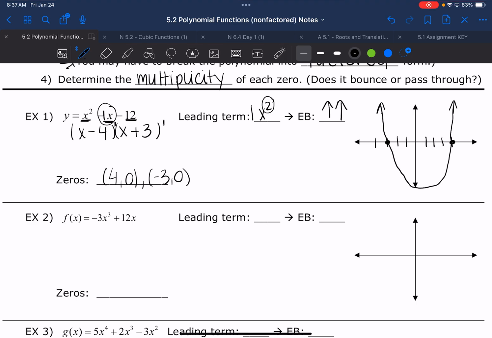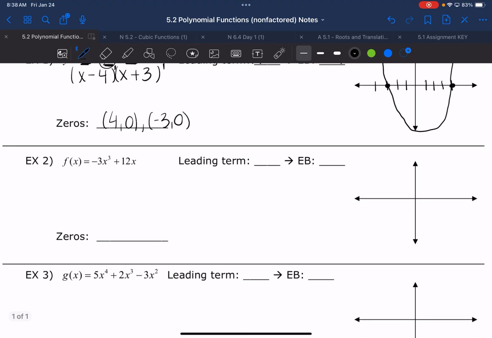Okay, so it looks like everybody was good with examples 2 and 3. Factoring by grouping has stumped a couple of us. So let's go ahead and go through them. Example number 2, what was our leading term there? Very good. Okay, and because we had an odd exponent and a negative lead coefficient, what was our end behavior? What do we expect for our end behavior on example 2? Good.